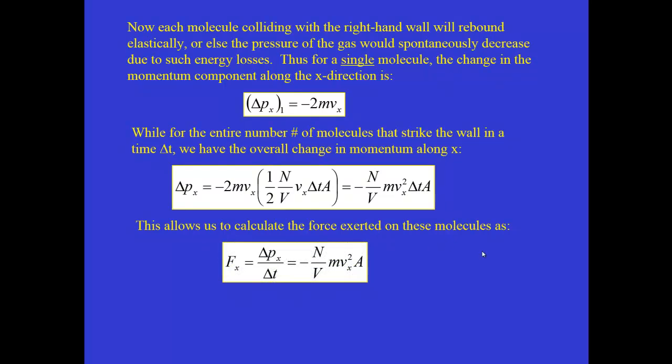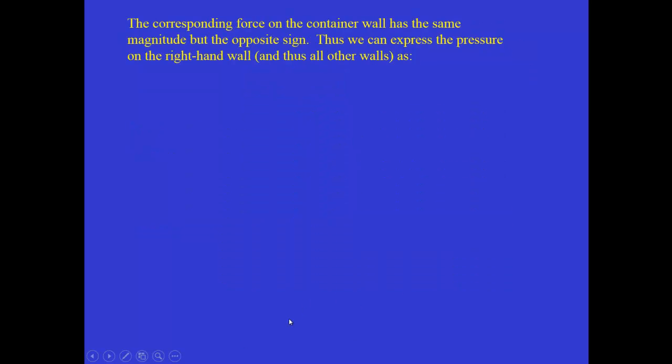In the x direction, then, the force is the change in momentum along the x direction divided by the change in time. So all that does is cancel out the factor delta t in this expression. Now, F sub x is the force exerted on the molecules, and since the pressure is the force exerted on the container by the molecules, we can take the opposite of this quantity to get the net force on the walls of the container.